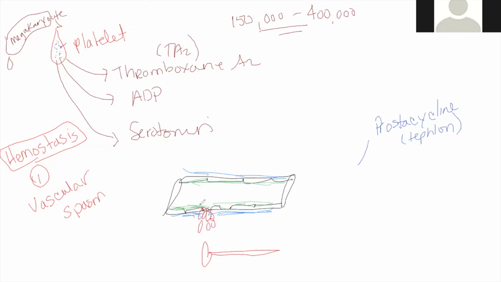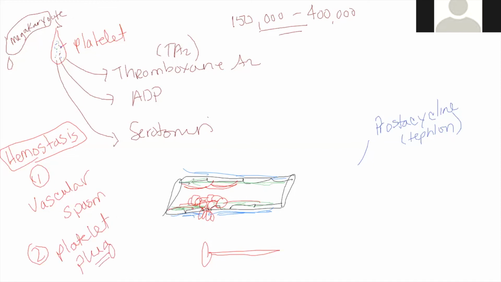Well, what happens here is that after we have this vascular spasm, platelets are going to work to aggregate to the area here. And we want to stop the blood from pouring out, right? So we want to stop some of this blood from pouring out. So that would be number two. We have this platelet plug. So let's go ahead and write that in. So number two is a platelet plug.